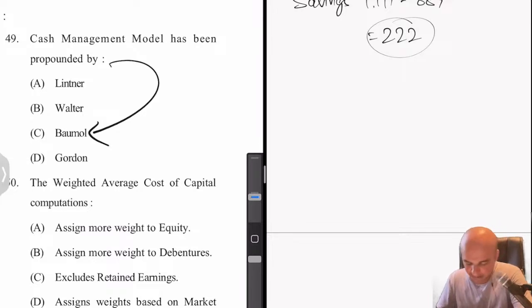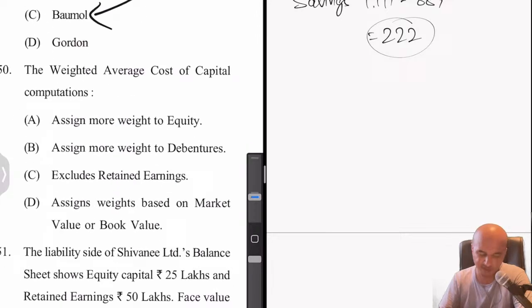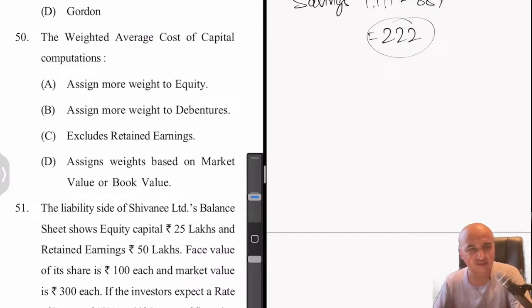The model is based on an assumption that a firm's cash balance fluctuates between minimum and maximum level. So the firm incurs a cost each time it converts its marketable securities into cash, and it earns a return on its cash balance. So that is what it is. So simple, straightforward question based on fact, nothing else.